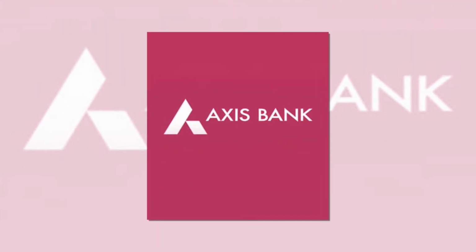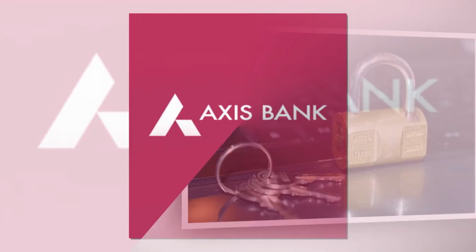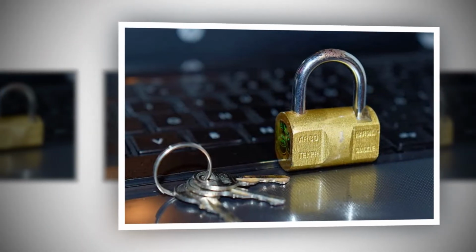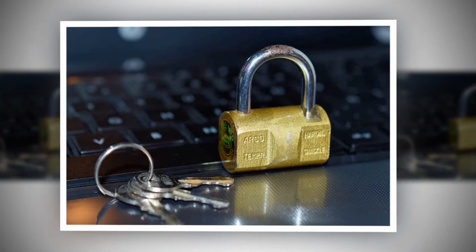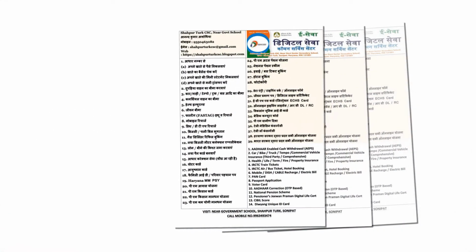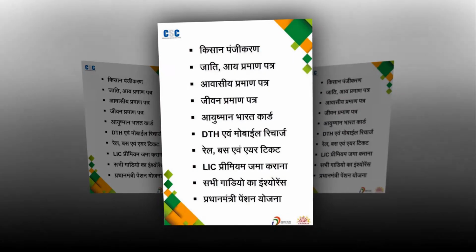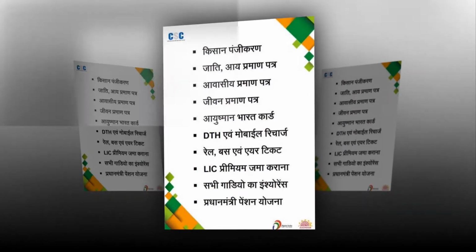How to track a CSC VLE application. A. Visit the registration website. B. Click on the Apply tab and choose the Status Check option. C. Enter your application ID and CAPTCHA text. Click on the Submit button.